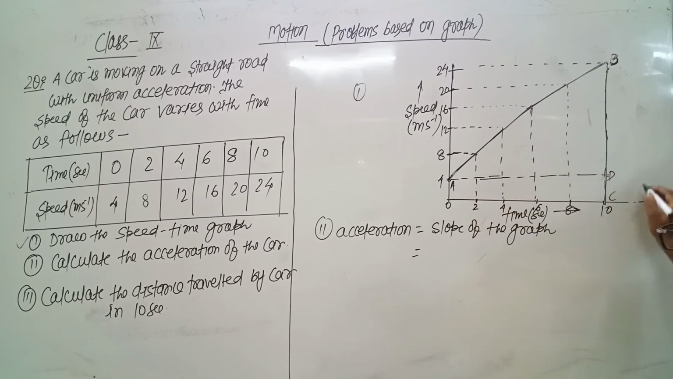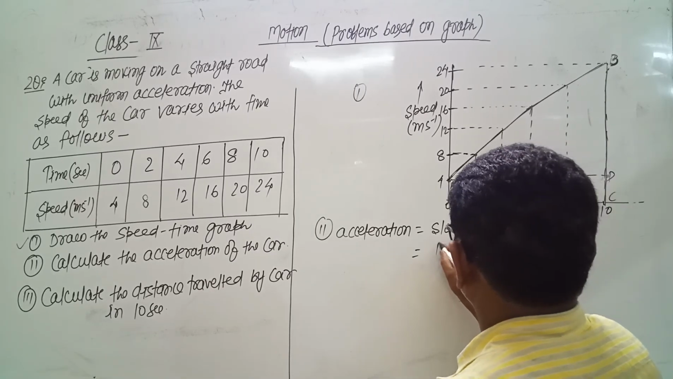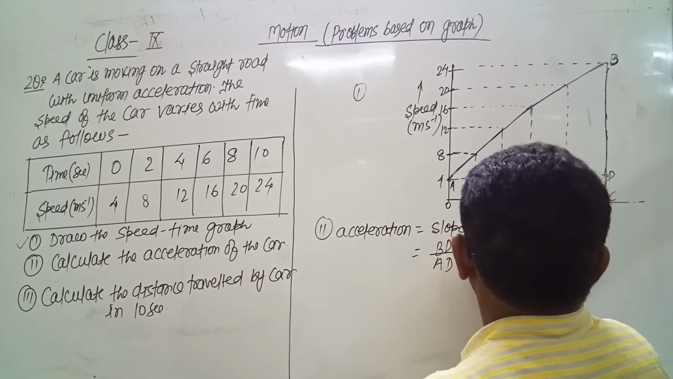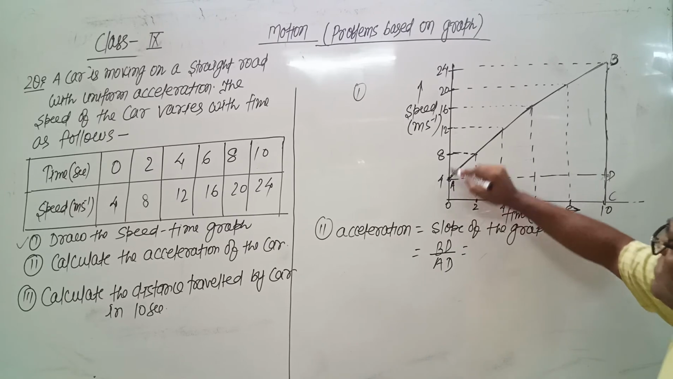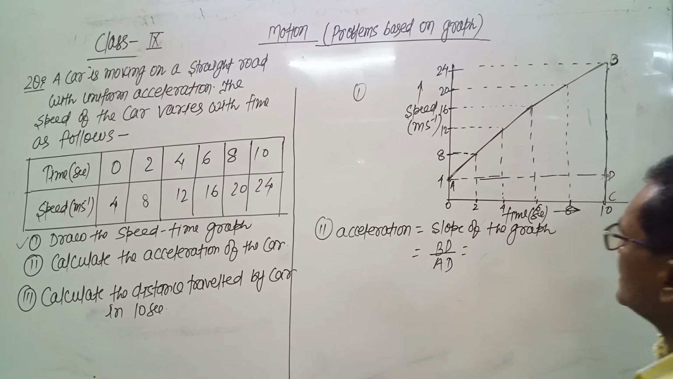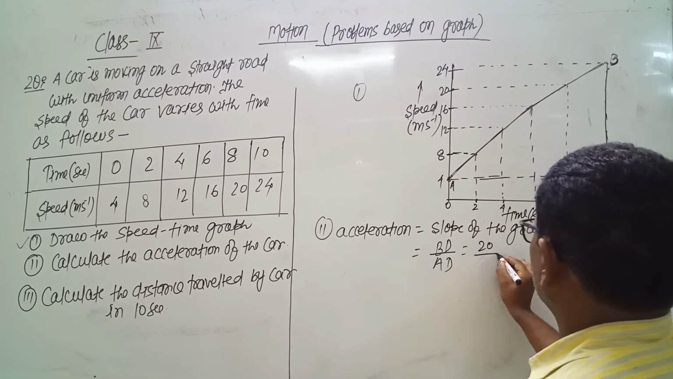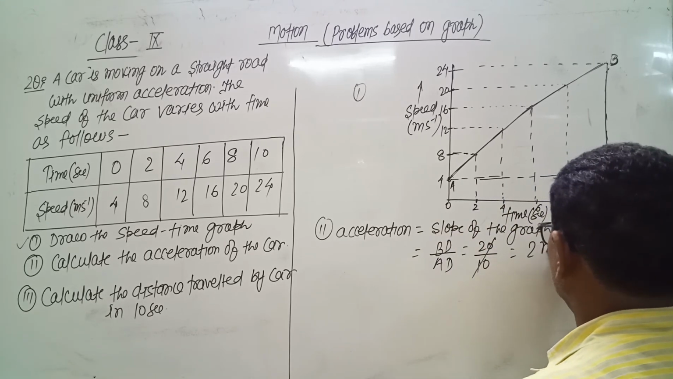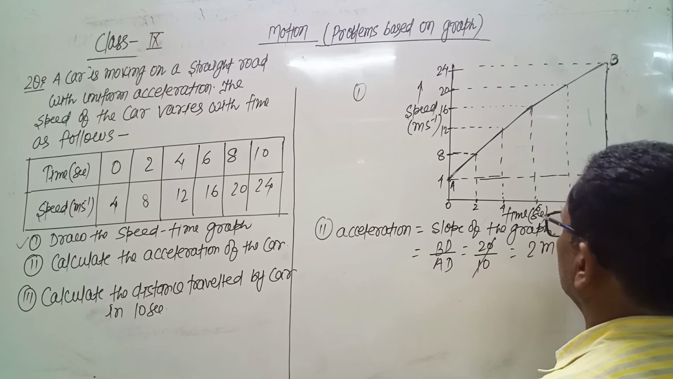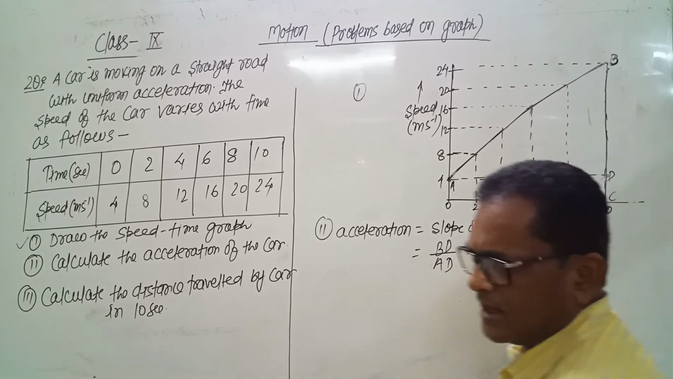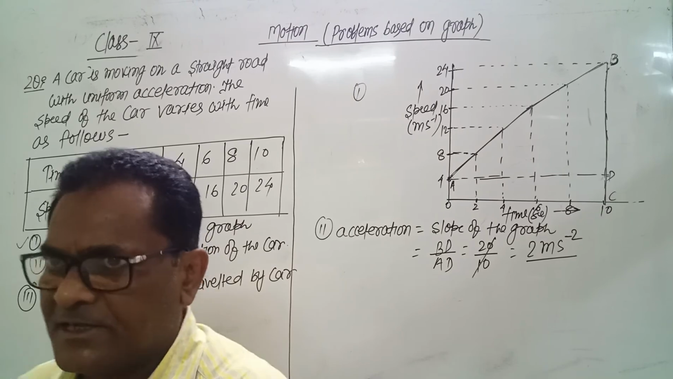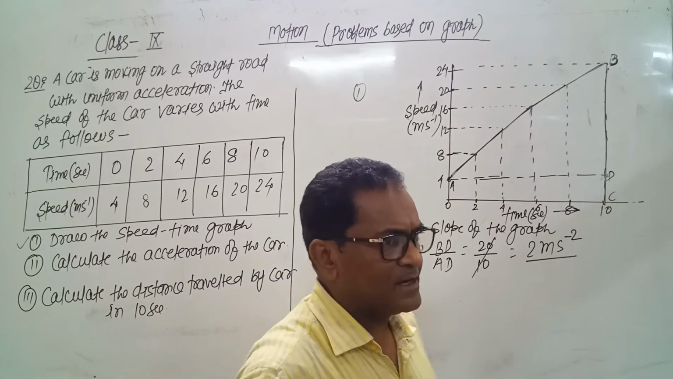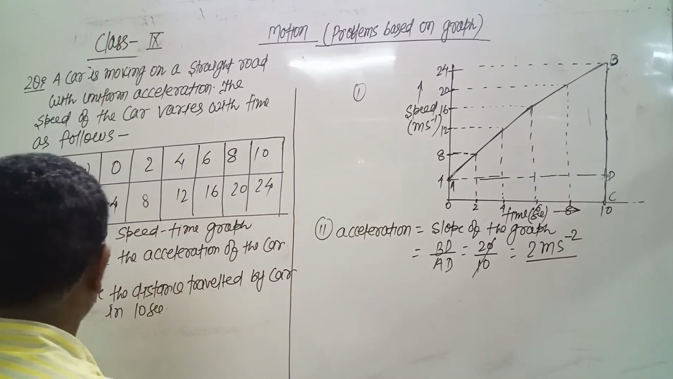Perpendicular upon base means BD upon AB. And the value of BD from 4 to 24 means 20 meter per second. And the value of AD is 10. So it comes to be 2 meter per second square. This is the acceleration, and the acceleration is uniform because it is a straight line sloping upward.